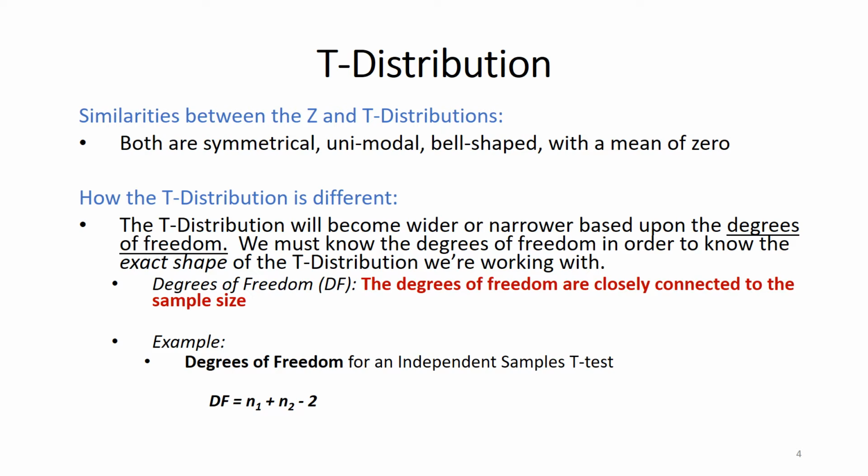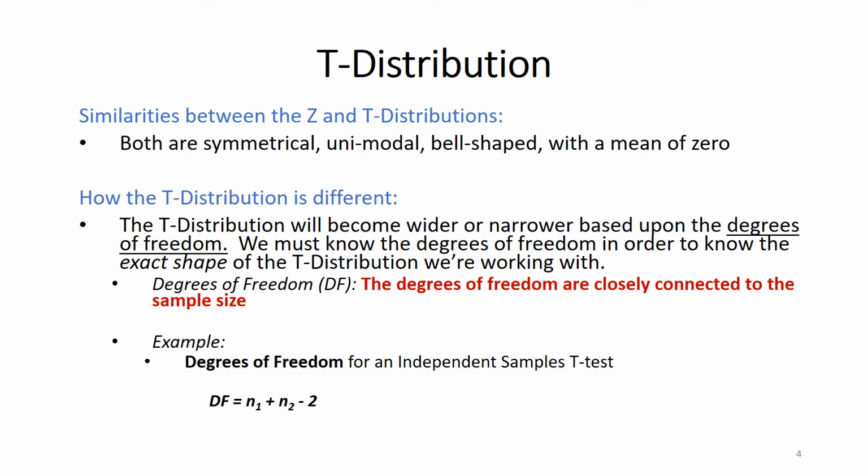So what are the similarities between the z and t distributions? Well, the t distribution, similar to the z, is symmetrical, unimodal, bell-shaped, and has a mean of 0. It's a derivative of the z distribution. So the t distribution, if you just looked at it as an outsider and I drew it on the board, you would say, oh yeah, it's a bell-shaped, unimodal, symmetrical curve with a mean of 0. So that's where the similarities lie. However, the t-distribution is a bit different. Why? Because it's dynamic. It moves.